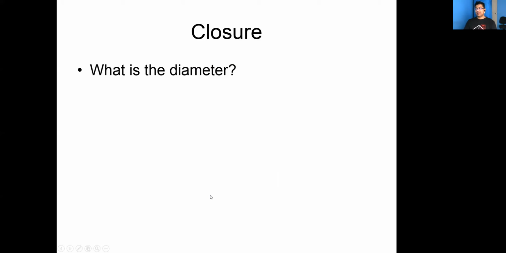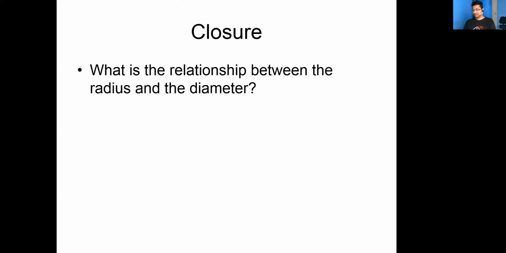Okay. Now, I would like to close up this. Someone needs to tell me what the diameter is. Okay. Yeah, Mary, what do you think? What is the diameter? So the diameter is double the radius. Yes, that's true. So what is the radius? How about the diameter? Circumference. So you think it's perimeter? Yes, it's the perimeter of the circle.